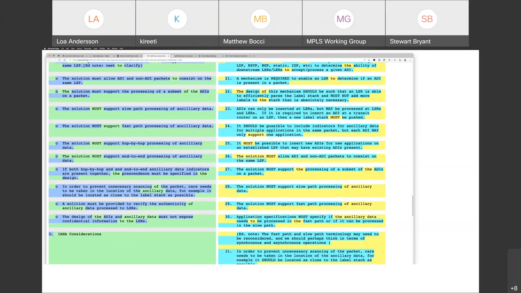Can you repeat, Tarek? Yeah, my question was on 25, they define the ability to insert new ADIs, but the impact of inserting the new ADI is not defined. It might mean re-establishing the LSP or not. It's lenient, flexible. Yeah, it says that. I mean, it should be possible to do it without re-establishing the LSP.